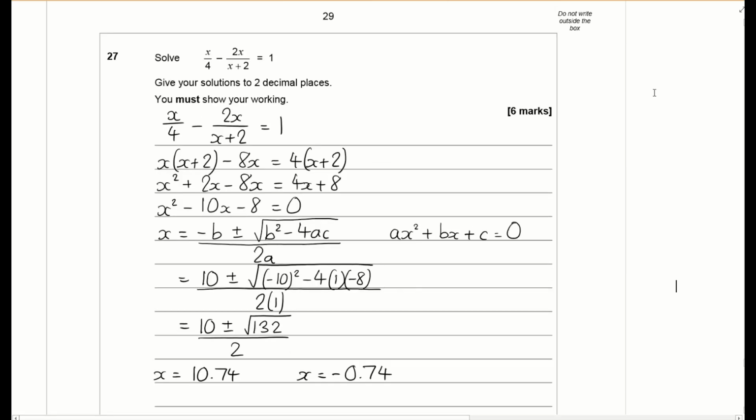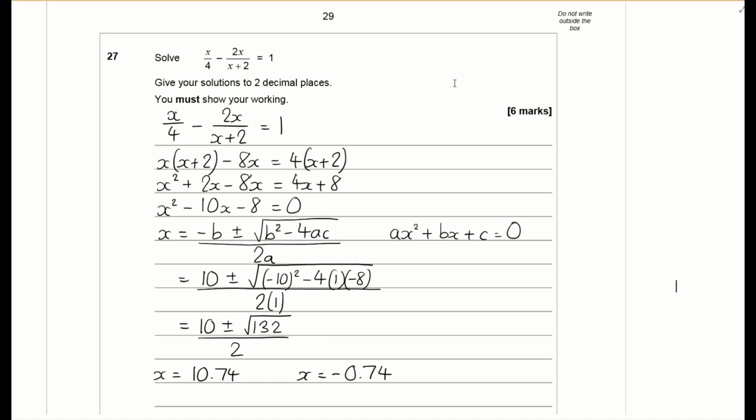Question 27. Solve x over 4 minus 2x over x plus 2 equals 1. Give your solutions to 2 decimal places. You must show your working. Now the fact that it says solutions should suggest to you that you're at the very least dealing with a quadratic, and to 2 decimal places also tells you that it will be the quadratic formula that you're going to be using. If you were factorising, it's very unlikely that you'd be giving any value to 2dp. You'd nearly always get integers or low level of decimal places in your numbers.